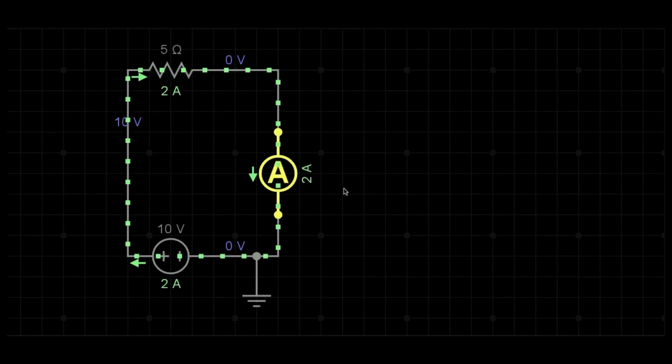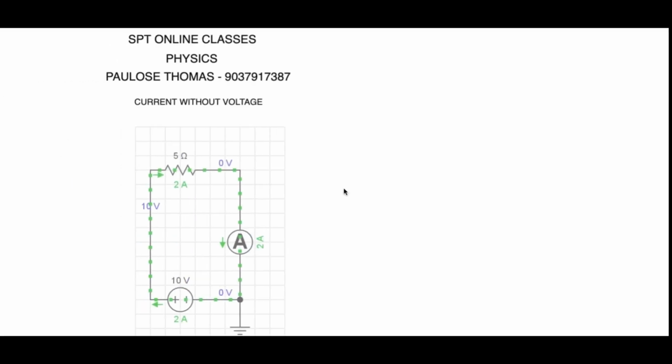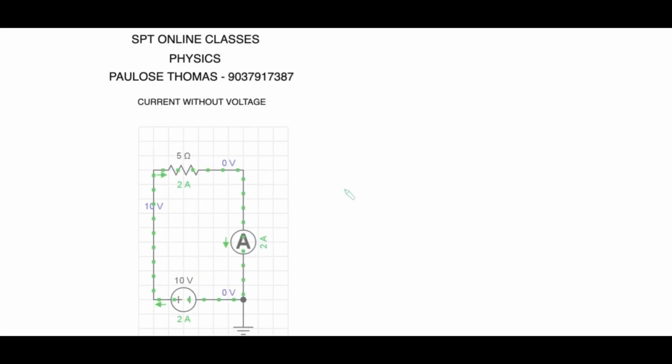Let me take this circuit onto a white screen. Here, let me name the points as A, B, and C. What we are going to focus on is the conductor AB. We know that current flows through the line AB, but the voltage difference between A and B, V_AB, we know is 0, but still current is flowing.